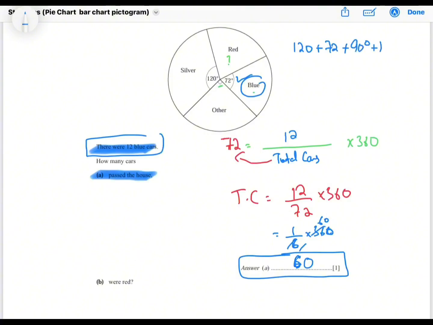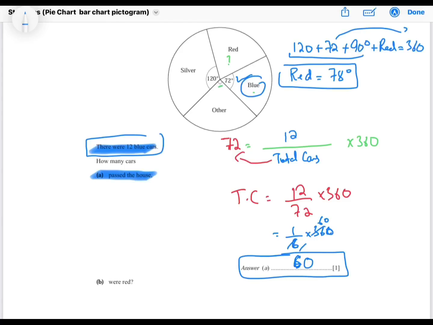We don't know the red, so I will write red equal to 360 because it's a circle. So the total angle will be 360. Now all the values will go to the other side and subtract from 360, so we will get the angle of red. Okay, I hope everything is clear. 360 minus 120 minus 72 minus 90, so we will get 78 degrees. So now I've got the angle.